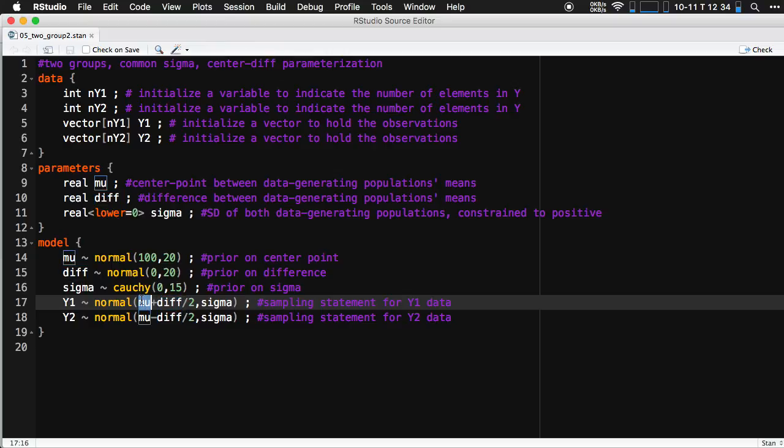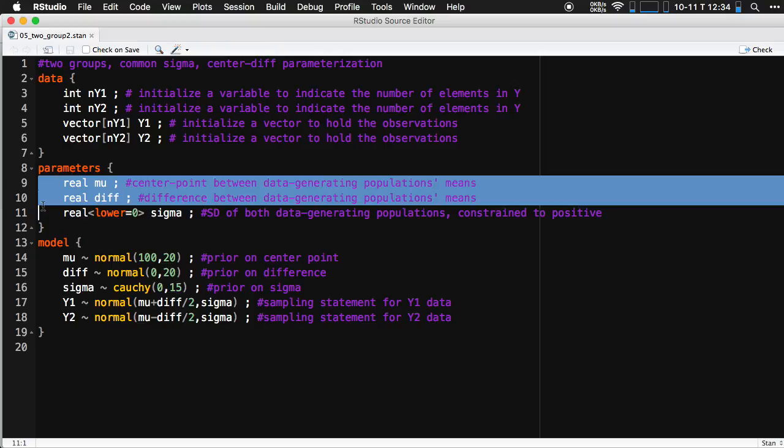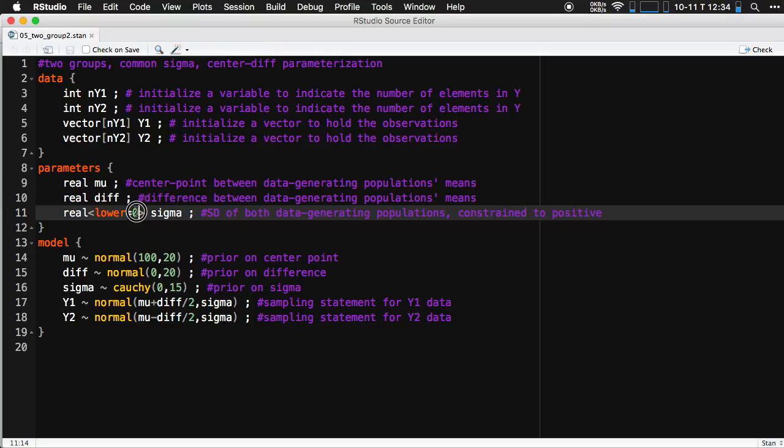So mu is again the center of the two groups. If the two groups are the same, the center is going to be their same common mean. And diff is the distance between the two groups. Again, if the two groups are the same, then the diff should be centered on 0. It should be about 0. So mu could take any number. Diff can take any number. And sigma, it's a variability parameter, so it has to be bounded at 0.